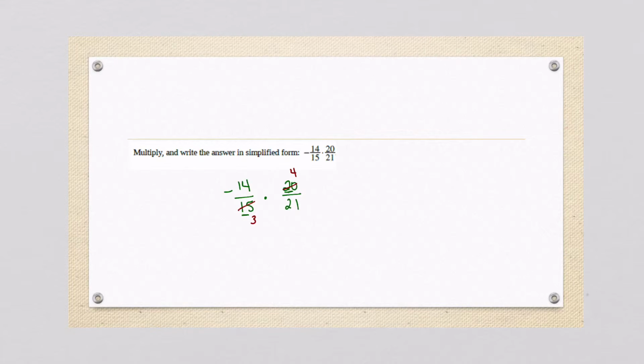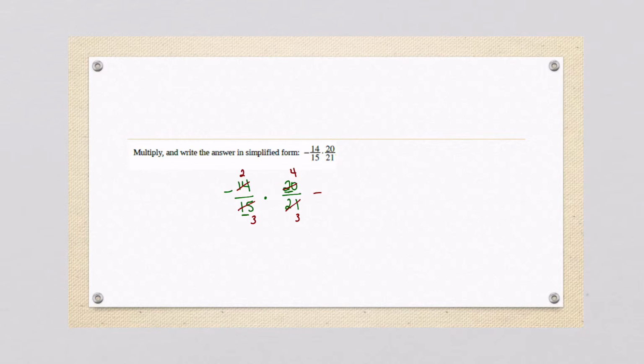Now, look at your other diagonals, 14 and 21. They have a 7 in common. So I'm going to divide 14 by 7 and I get 2. I'm going to divide 21 by 7 and I get 3. You cannot reduce left and right, only up and down or diagonally. So I can't reduce anything else.